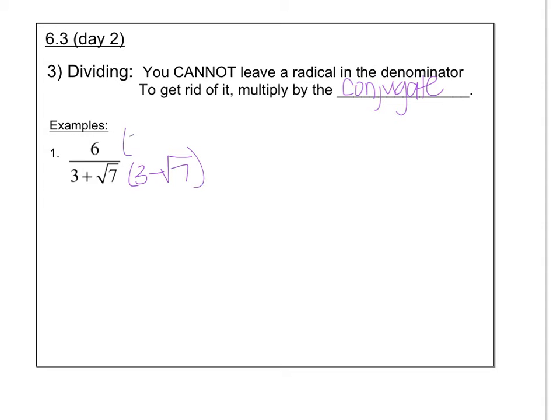And whatever you do to the bottom, you have to do to the top. Again, the conjugate, like we talked about yesterday, has to be the opposite sign. So always make sure you're trying to do the opposite sign of what's on the bottom.